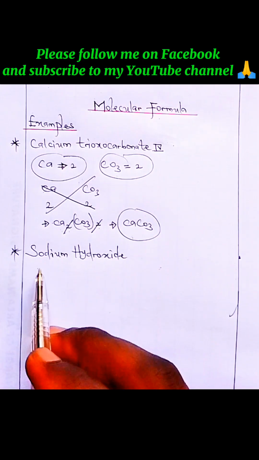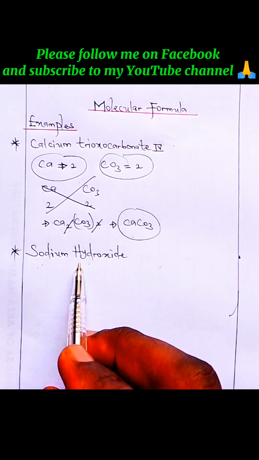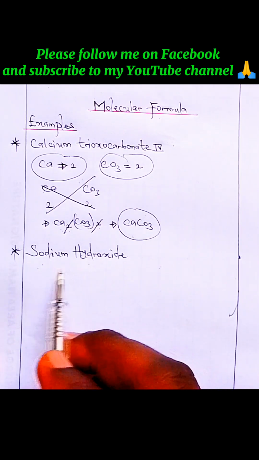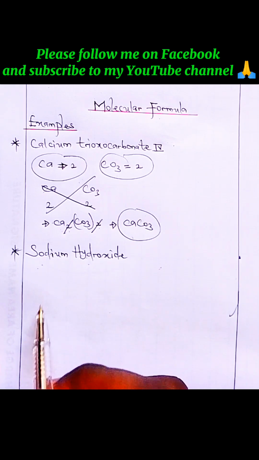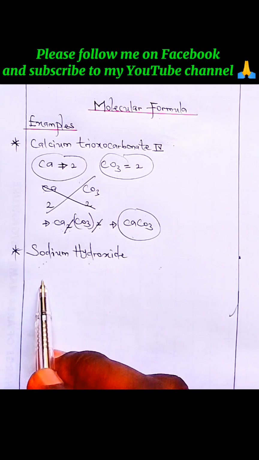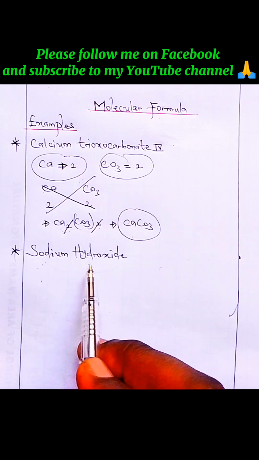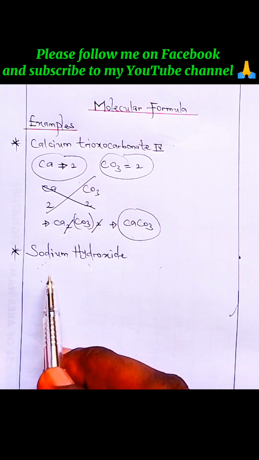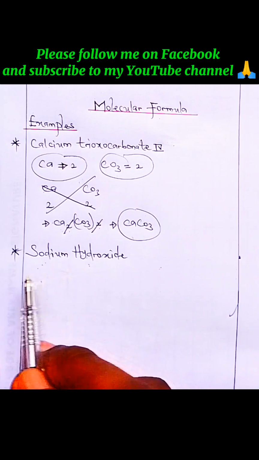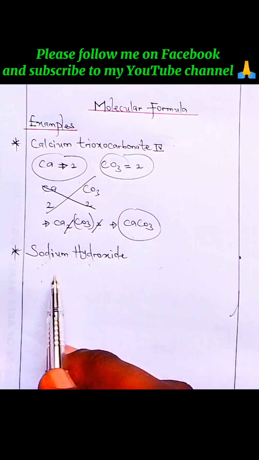Question 2, this is sodium hydroxide. How do we write the molecular formula for sodium hydroxide? Don't forget, here we have two major players: sodium, combining with the hydroxyl ion. First of all, don't forget that we need the valency for each of them. Each of them has a valency, so we need it.